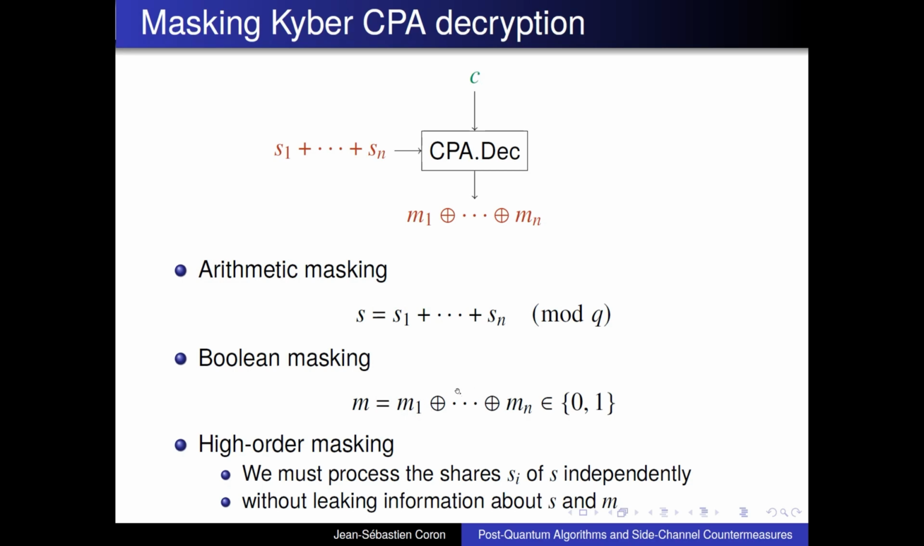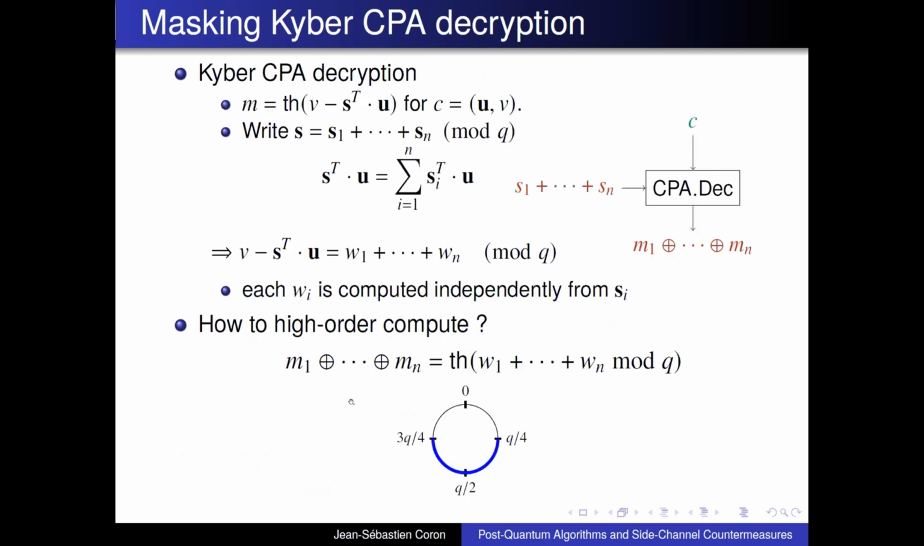And so the goal of high order masking is to compute this operation securely. We are not allowed to recombine S1 to Sn to perform this decryption, because in that case, the attacker could directly probe the recombination. So we must find a way of processing the shares S1 to Sn more or less independently, so that the attacker never gets information about the full private key. We split the computation into multiple parts, so that eventually we compute the shared value of the message M, but without computing M explicitly.